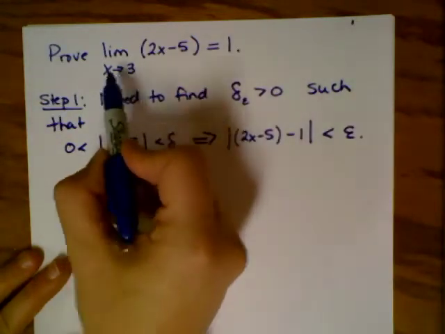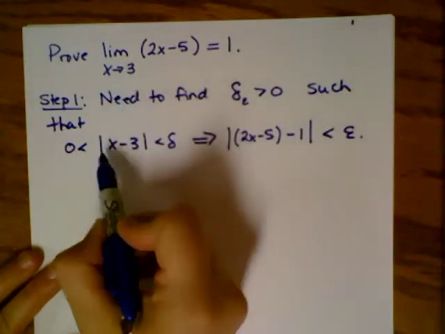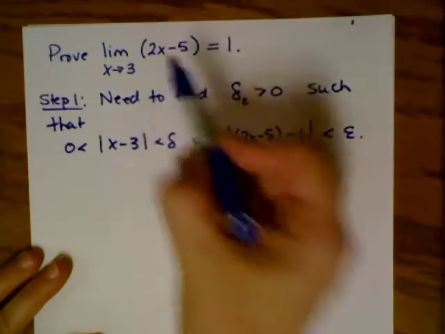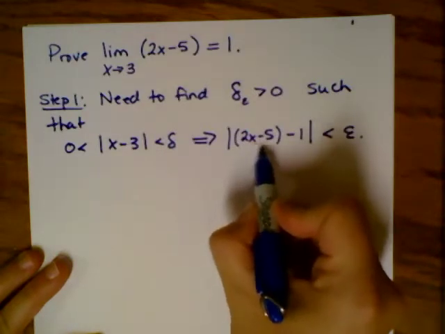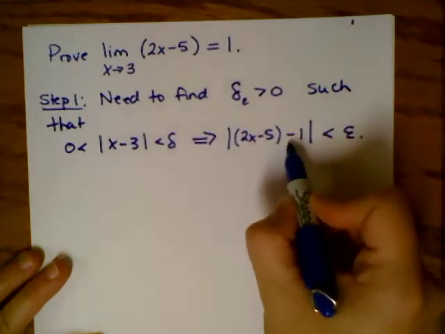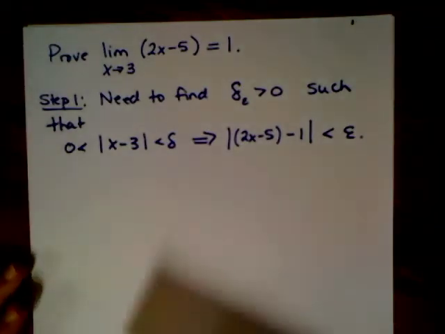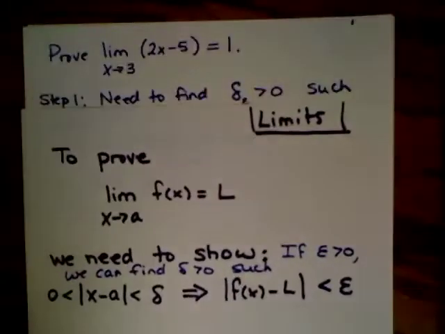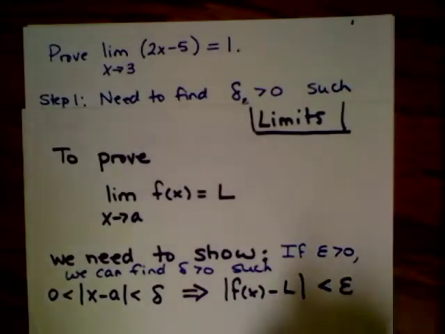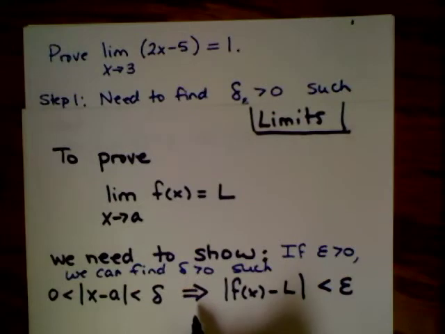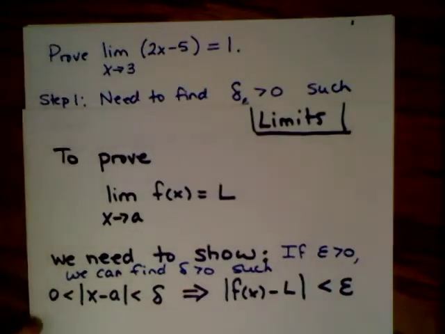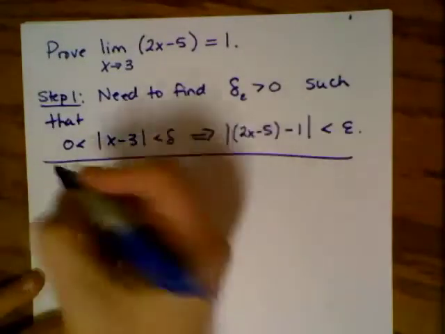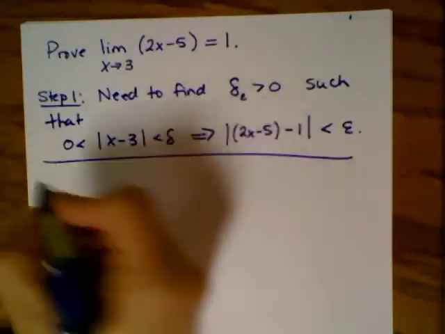And if we look at our example here, a is 3, so I wrote down x minus 3 in the absolute value. Our function is 2x minus 5, so that's the role of f of x, and the 1 is the limit. And so if you want to, you can stop the video and compare what I just wrote with the definition of limit. So that's what we need to find. Well, let's do that. So how do we go about finding that delta?